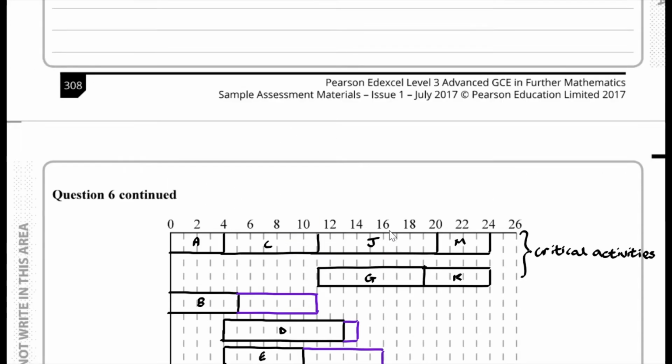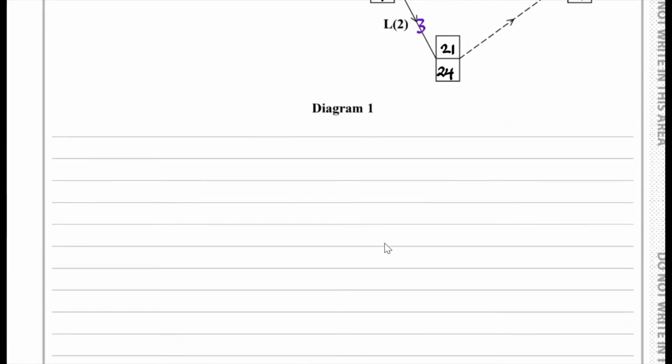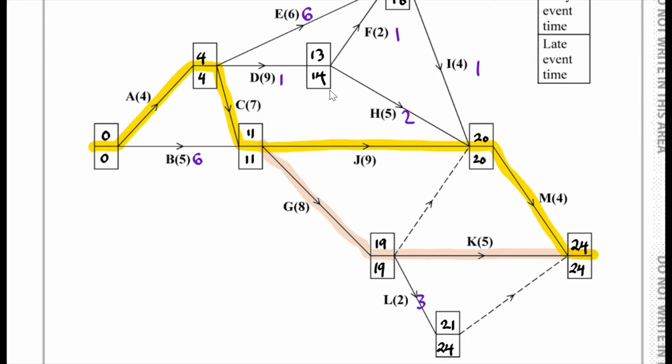So after F is G, but G's already done. What else is there? A, F, G, H. So if we go back, H, that's over here. That starts when D finishes as well.